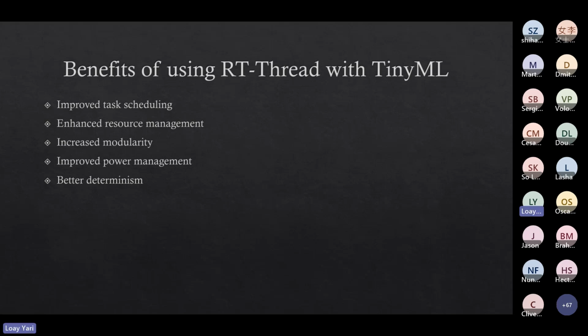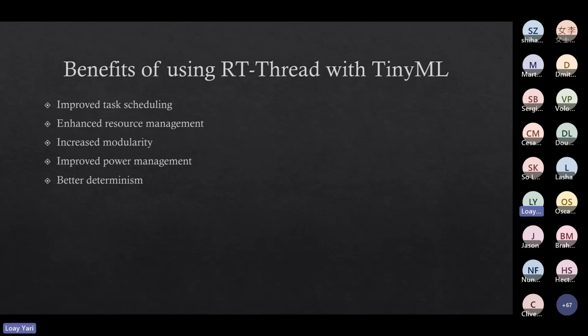Also, we will get improved power management. Power management is crucial for devices running on batteries or harvesting energy. RT-Thread, like many other RTOS, offers power management features. This allows the system to enter low power modes during periods of inactivity, saving energy. Such a feature is crucial in a TinyML context, where efficient energy use is a high priority.